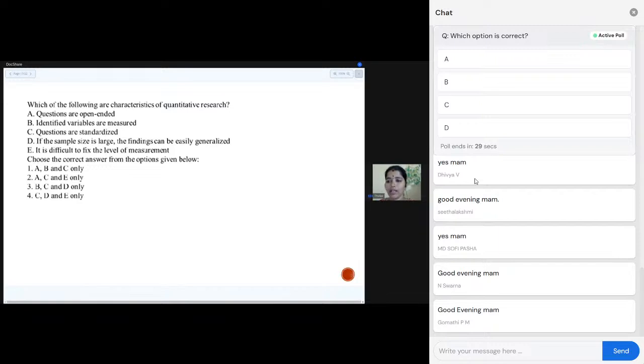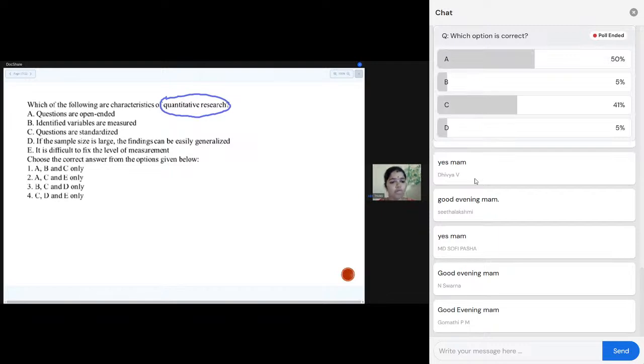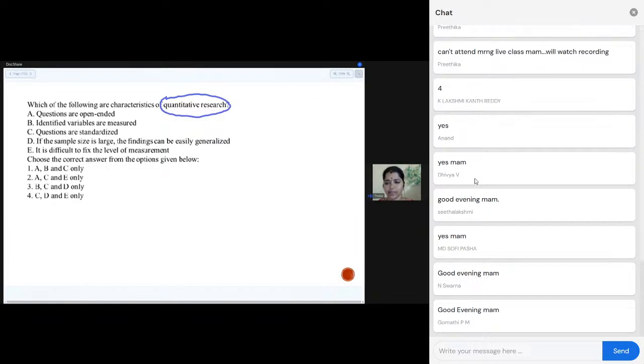I've created a poll. Read the question. Very good. I'm getting 71%. Right. Try to understand what is quantitative research. You have to know what is quantitative research, and from that quantitative research we have to answer. Okay, time's up. Got 40% answer, no problem.